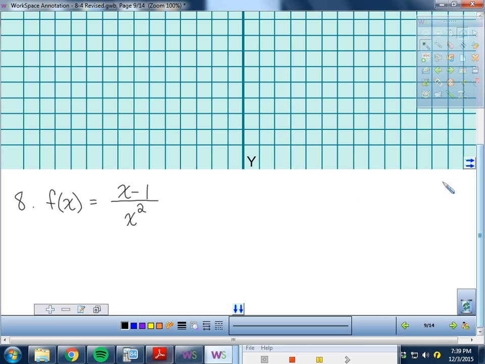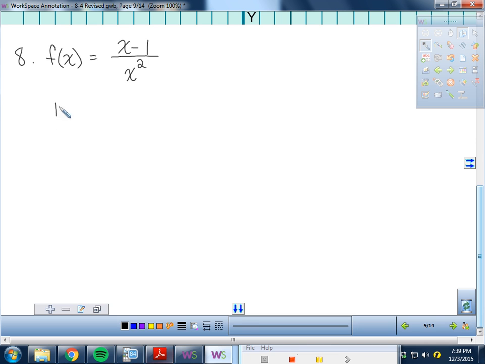Alright, so let's work this one out. First step is I factor anything that I can. Well, all I have on top is x minus 1. I can't factor x minus 1. And all I have on bottom is x squared, so there's nothing really there to factor. Step 2 is all about holes. In order to have a hole, I would have to have a common factor between top and bottom. The factor on top is x minus 1. The factor on bottom is x squared. That's not common, so we have no holes.